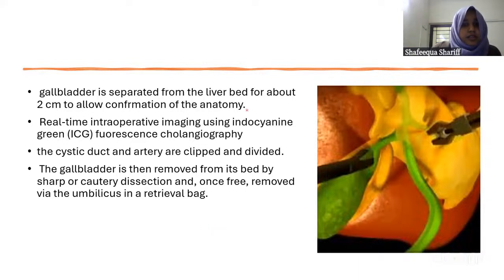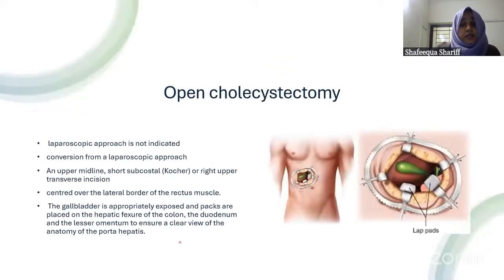The gallbladder is separated from the liver bed for about 2 centimeters to allow confirmation of the anatomy. You can use ICG fluorescence cholangiography. Then after proper identification and dissection, the cystic duct and artery are clipped and divided. The gallbladder is then removed from its bed by cautery dissection. Once free, it is removed via the umbilicus in a retrieval bag. You can remove it by the epigastric port also.